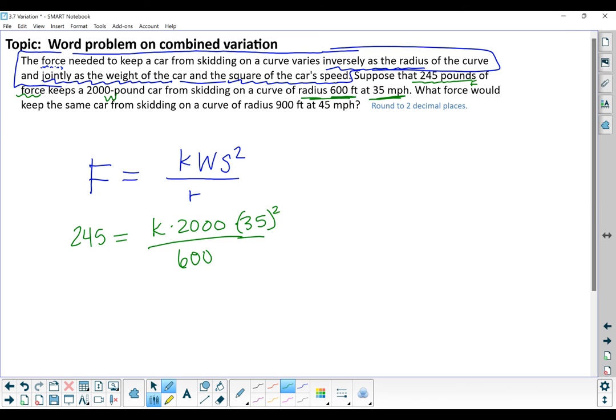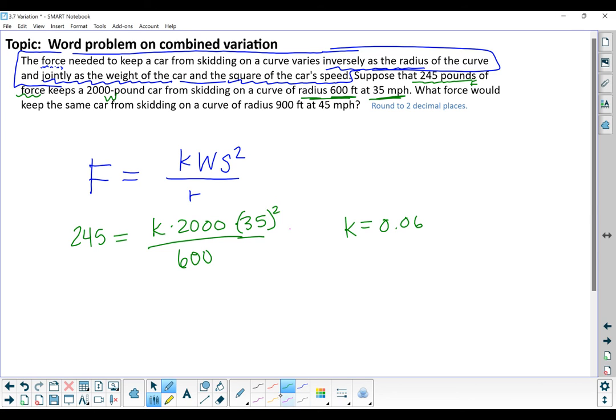Okay, so if we solve that for K, which probably you could just do in your calculator, you can write out some steps if you need to, like multiplying by 600 and dividing by 2,000 and dividing by 35 squared, but I think that y'all are probably experts at solving stuff like that. So if we do solve for K, our K is equal to 0.06.